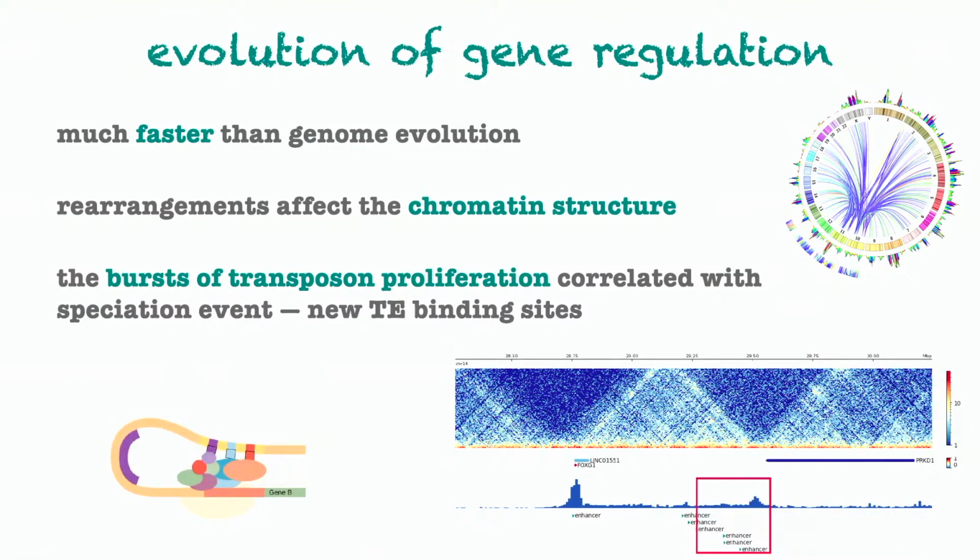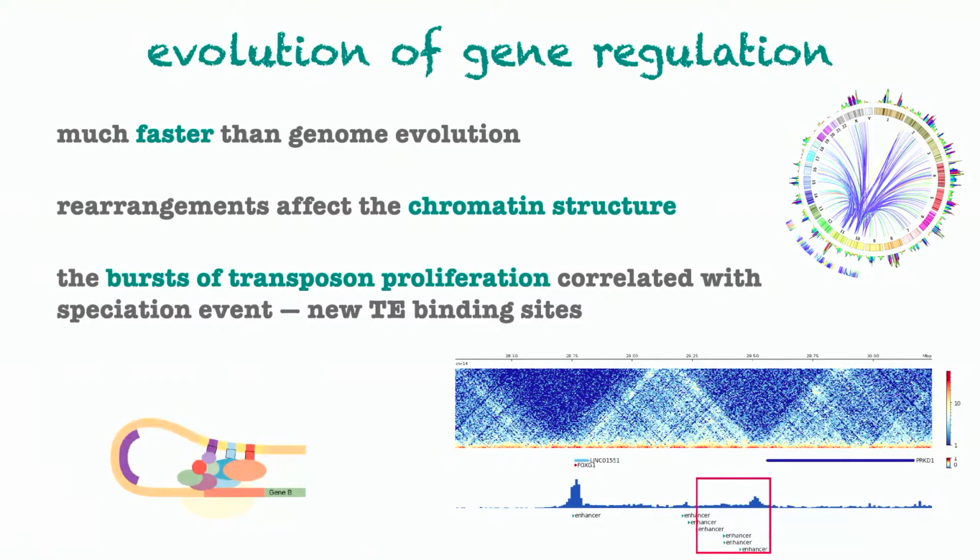Because, as I said, this transcription process involves a lot of different transcription factors. And in fact, the places in promoter regions where those proteins bind to DNA, called transcription factor binding sites, come from transposons. When transposons proliferate and spread in the genome, they produce new transcription factor binding sites, and a new expression pattern can emerge in a new species, in fact.